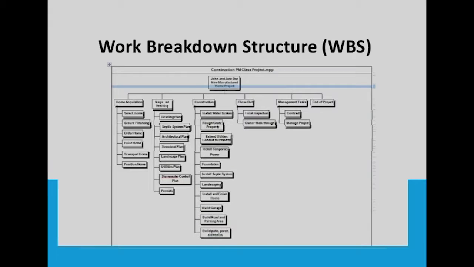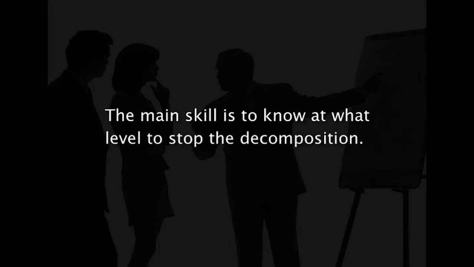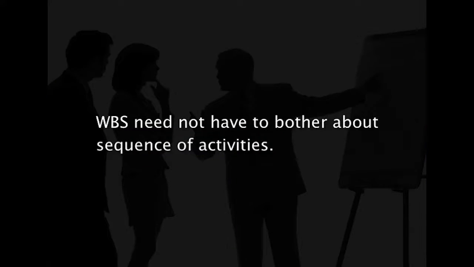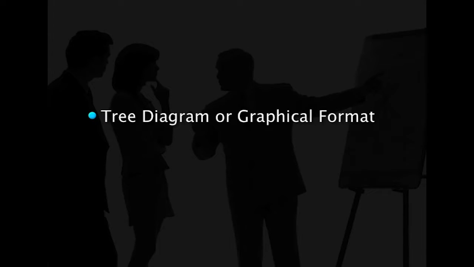The rules for developing WBS are: the main skill is to know at what level to stop the decomposition. Stop breaking down at the level where you can estimate the accuracy. WBS does not have to be symmetrical, that is, all paths do not have to go down to the same level. WBS need not bother about sequence of activities. There are two formats to represent WBS: tree diagram or graphical format, and the second is tabular diagram.